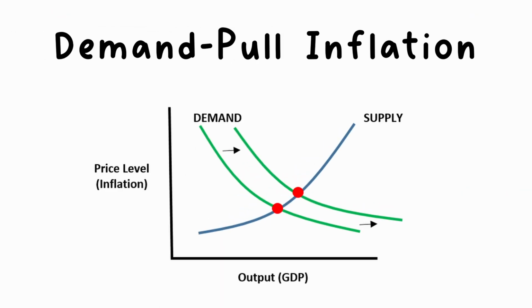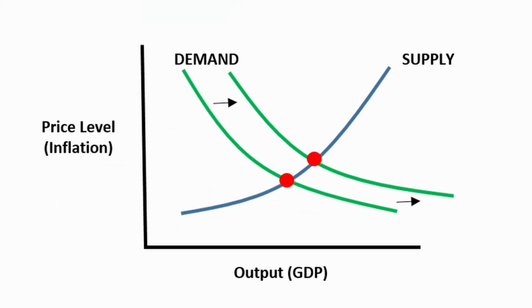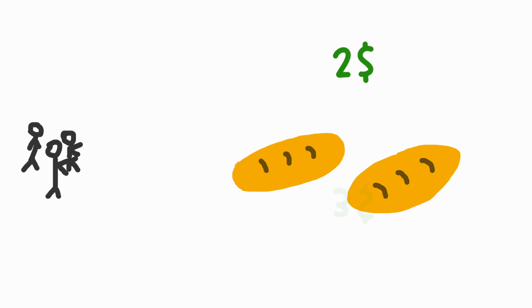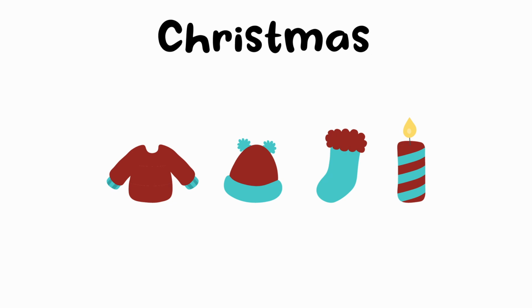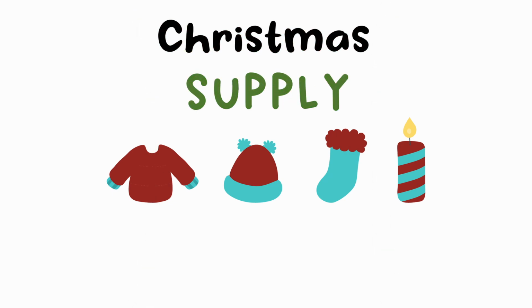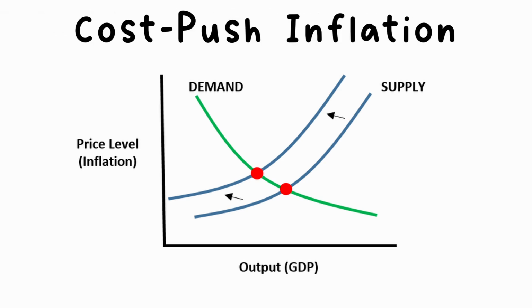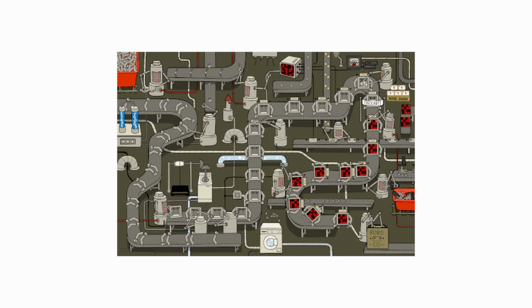Demand pull inflation. This occurs when demand for goods and services exceeds their supply. As demand outpaces supply, sellers may raise prices to maximize profits. During the holiday season, the demand for toys exceeds supply, leading to price increases as retailers try to meet consumer demand.